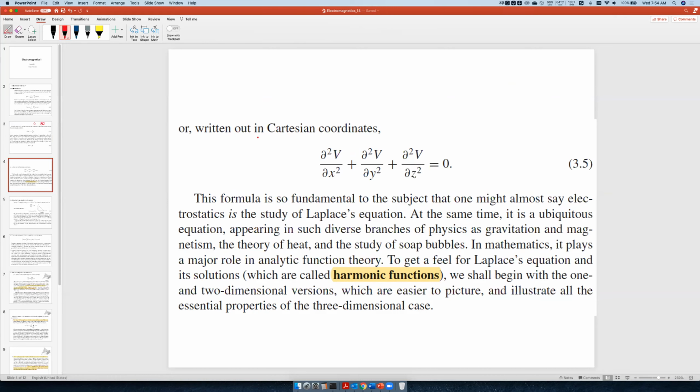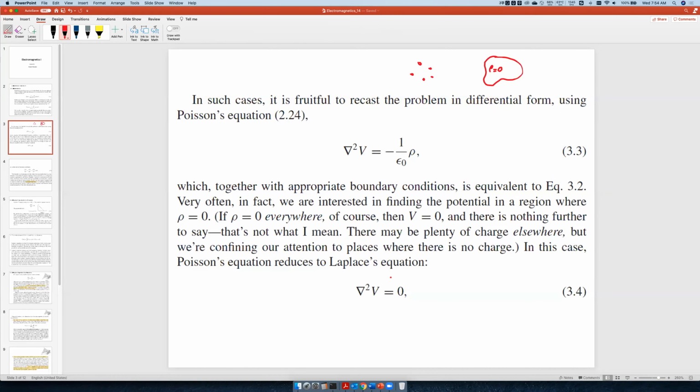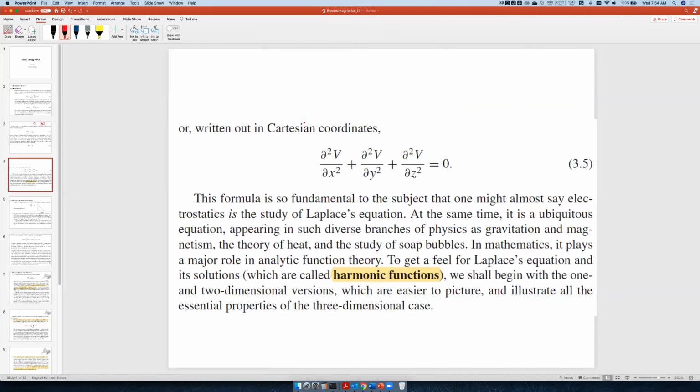Or you can write this Laplace equation in Cartesian coordinates, which is shown here, in x, y, z directions. Now this formula is so fundamental to the subject that we can almost say electrostatics is the study of the Laplace equation.